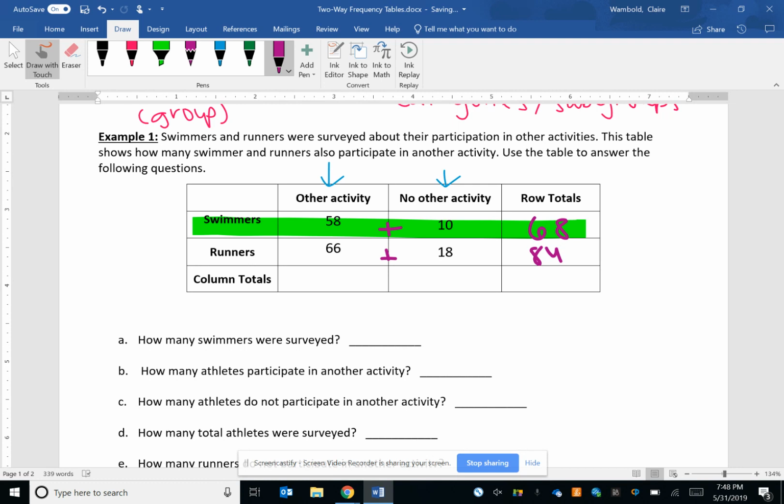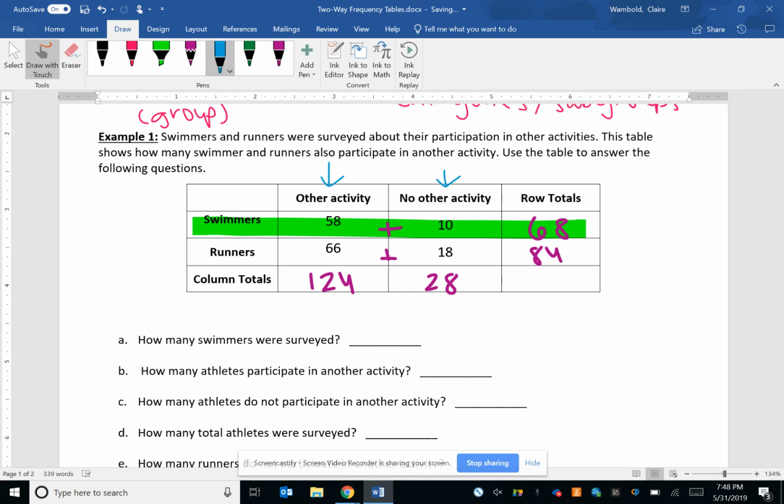We can also calculate the column totals. Between the swimmers and runners, how many participate in some other activity? 58 plus 66, with your calculator, that's 124. Of those who participate in no other activity, 10 plus 18, that's 28. So of the whole group surveyed, 124 of them do participate in some other activity regardless of their first activity, and 28 participate in no other activity.